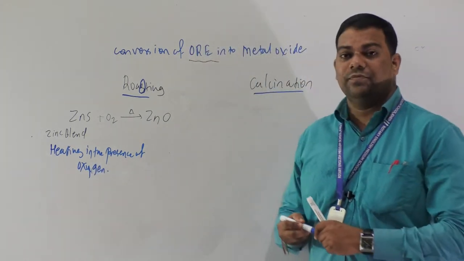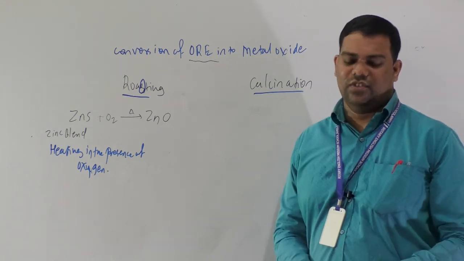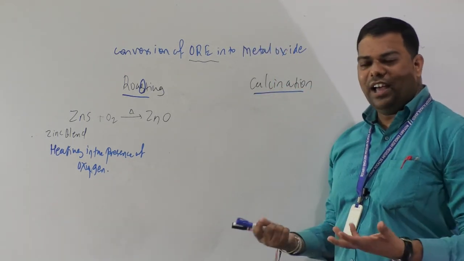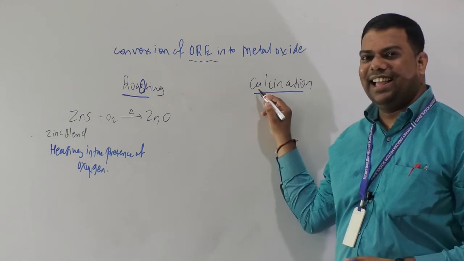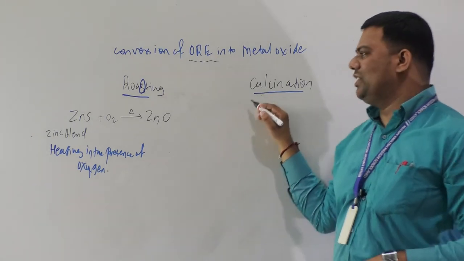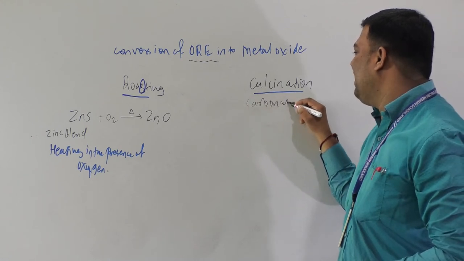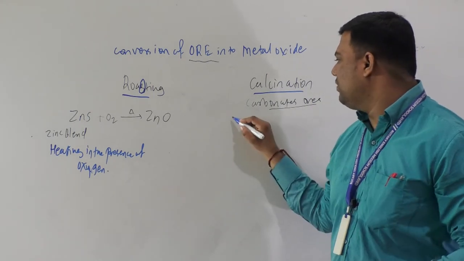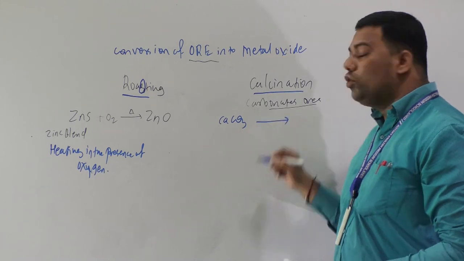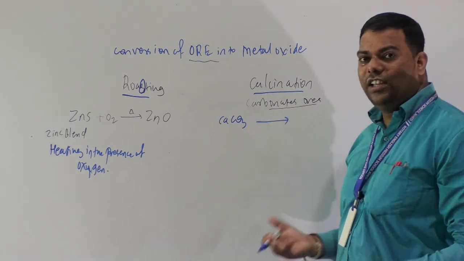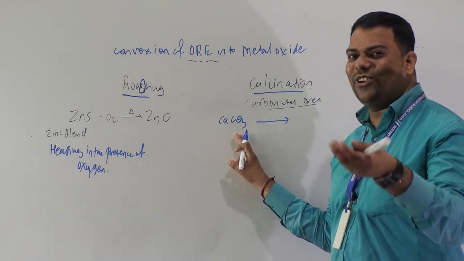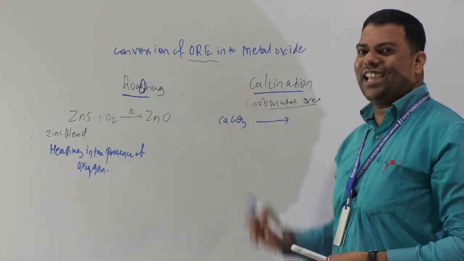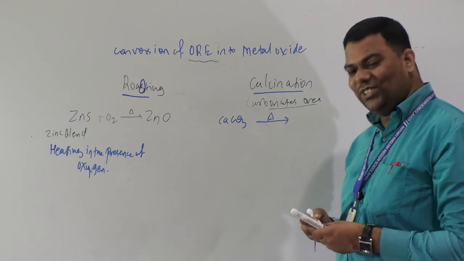This thing is very much important here. Now calcination. Calcination is for carbonates. Suppose you take the example of CaCO3. Is oxygen needed here? No, because already in calcium carbonate oxygen is there. So here, heating in the absence of oxygen is calcination.